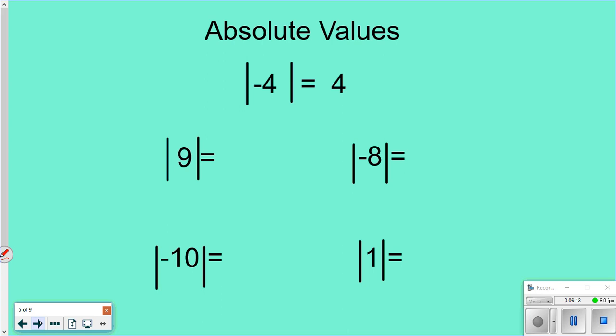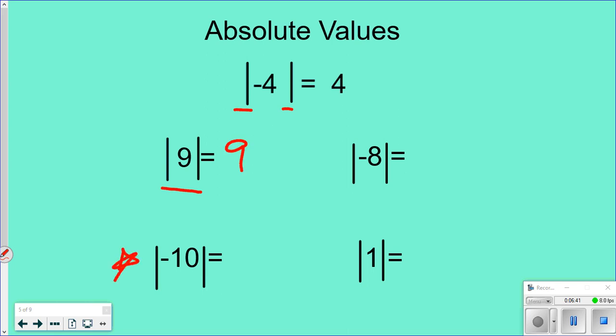Okay, absolute value is the next thing we're going to talk about. Like I said before, the absolute value symbols are these two lines. How that reads above, it says, what is the absolute value of negative 4? The absolute value of negative 4 is 4, and the reason why is because it's only 4 spaces from 0. Remember, it's just the spaces. So if I do this one, what's the absolute value of 9? The absolute value of 9 is 9 because 9 is 9 spaces from 0.